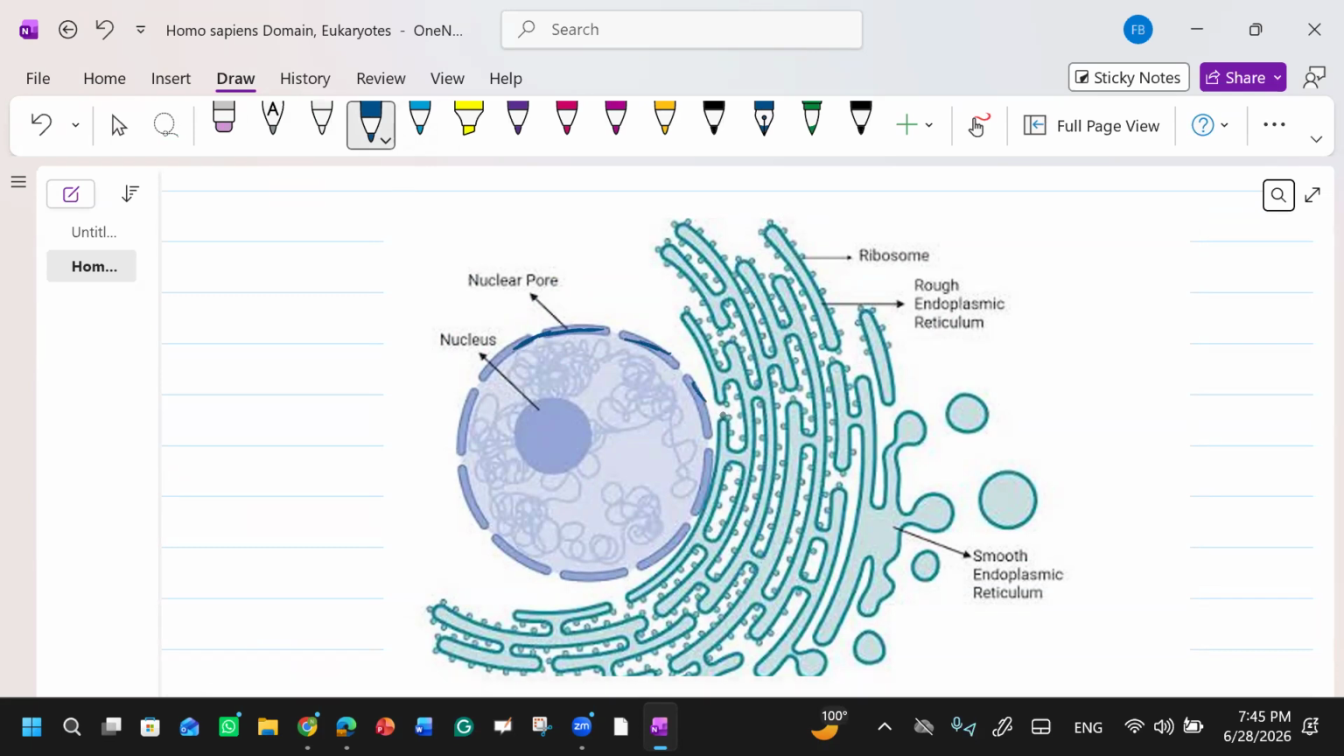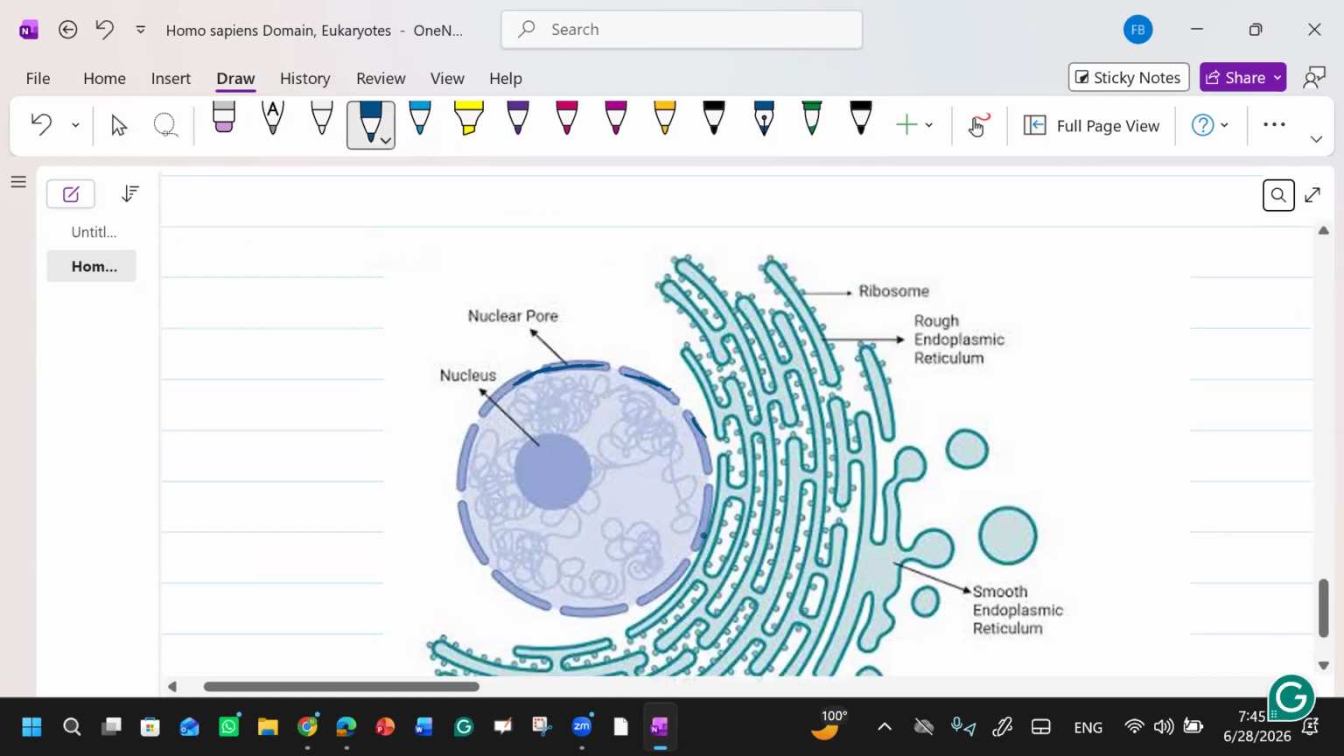After that, you see this green region. Actually, this is endoplasmic reticulum. As I told you, there are two types of endoplasmic reticulum. This one, which is directly connected to the nucleus, is known as rough endoplasmic reticulum. Why is it known as rough? You can see there are ribosomes on it. That's why the first emerging endoplasmic reticulum from the nucleus is rough endoplasmic reticulum.